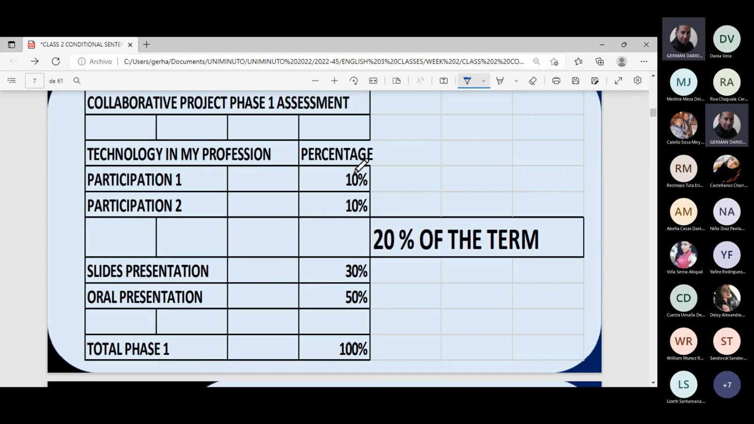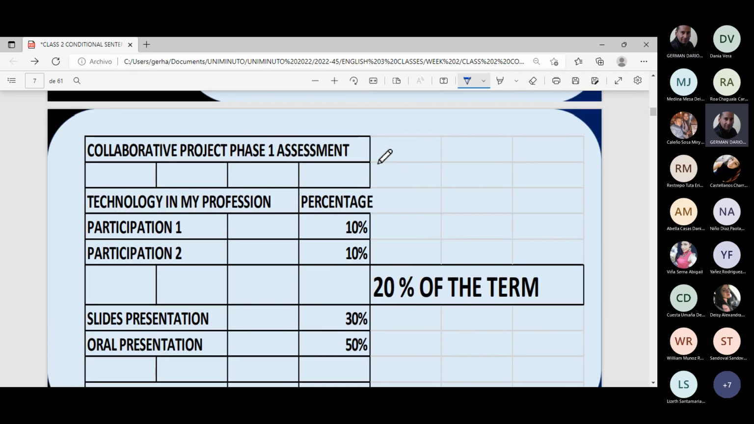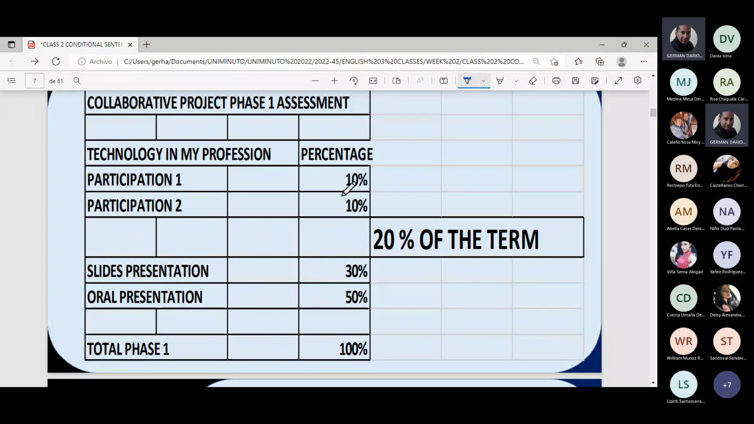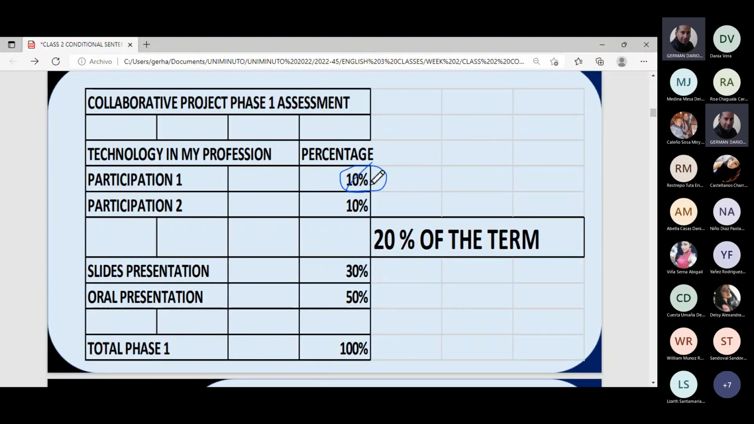Okay, remember, miren cómo les va a calificar el proyecto colaborativo. Entonces, pay me attention. Tenemos que hacer dos participaciones en el foro. La primera participación vale el 10% de la nota en el proyecto colaborativo. The participation number two, the other 10%, yes. The slides presentation, es la otra actividad que necesitamos hacer, vale el 30%, and the oral presentation, the 50%, okay? When I add this, everything is the 100%. Todos los que cumplen esta tarea, pues obtienen el 100%. Los que fallen con alguna, pues entonces ya comienzan a bajar la nota, ¿listos? So it is very important to explain this to you.